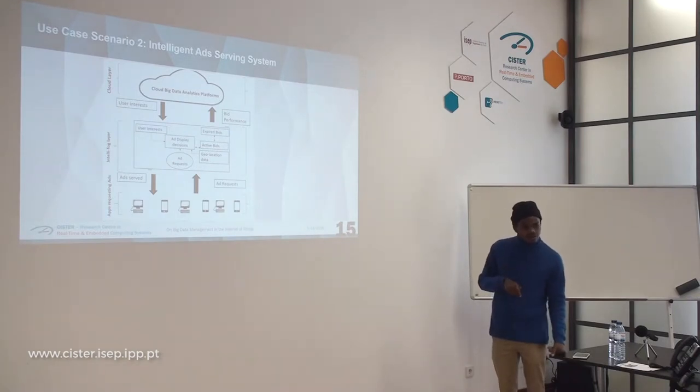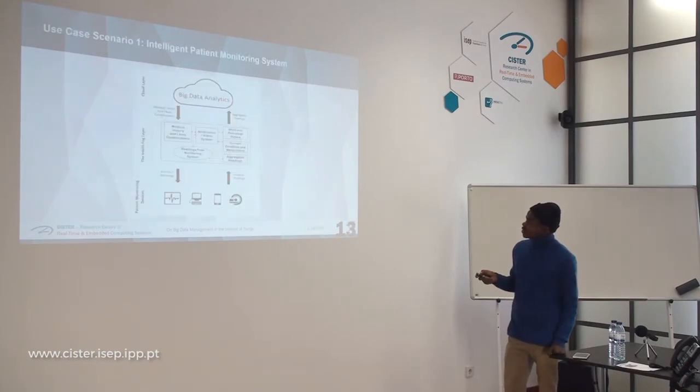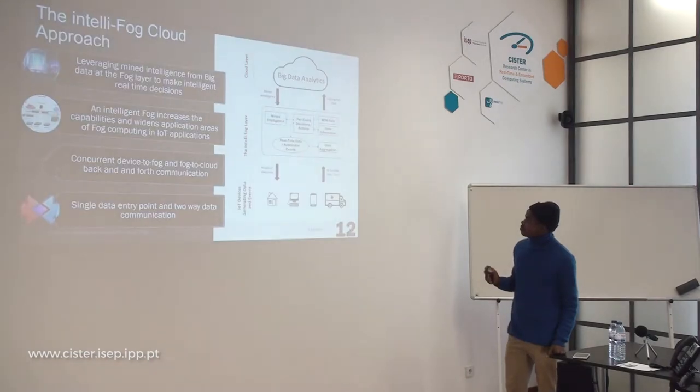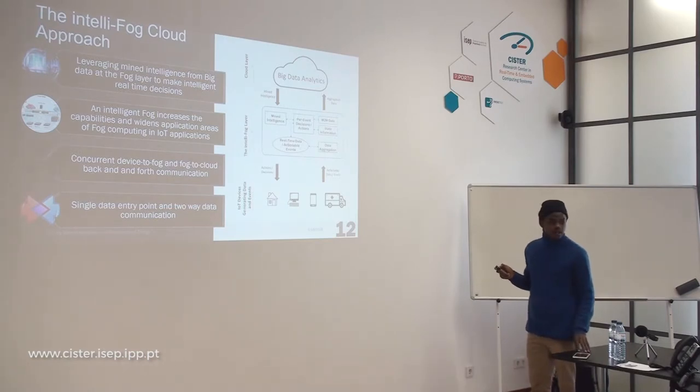So it does not take into account the historical data at all? No, it does. What the fog does, in the main approach, is aggregate this historical data over time and send it to the cloud platform. The cloud platform in return works on this data, gets some insights of mined historical intelligence, and makes it available to the fog, and the fog incorporates this data in real-time decision making.